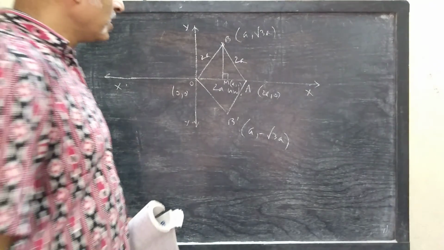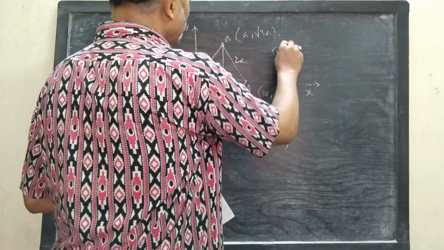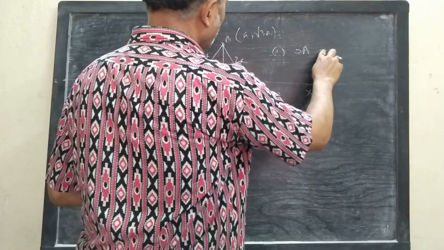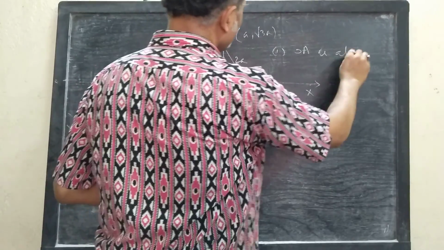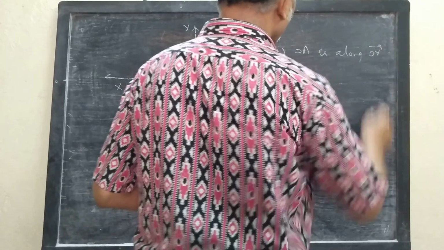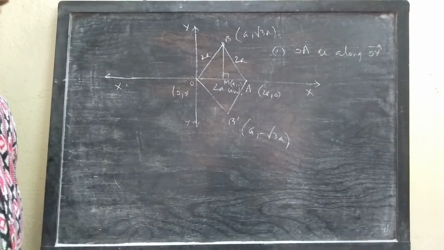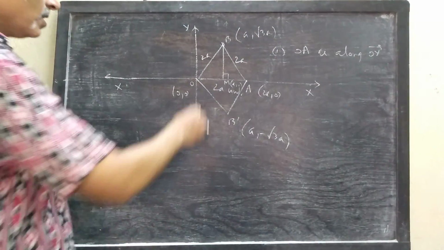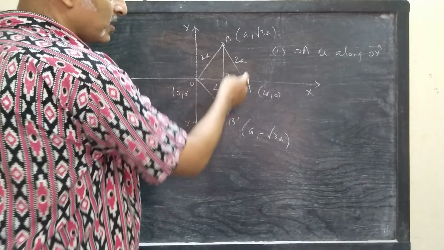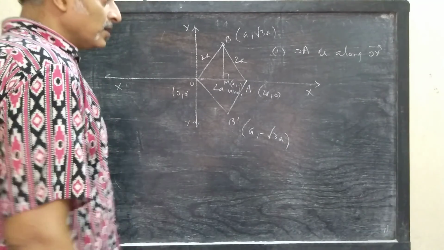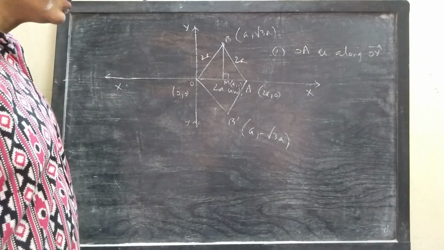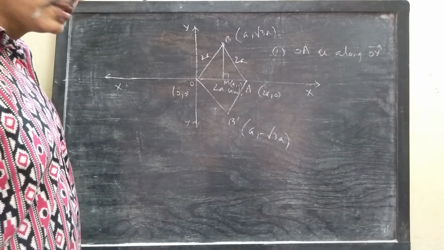Take homework number 1. Say OA is along OY. In that case, B may lie in the second quadrant or in the first quadrant. So in each case, you have to find the coordinates of the vertices. Take this as homework.